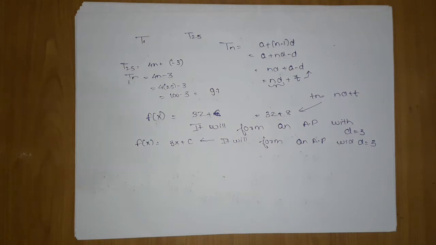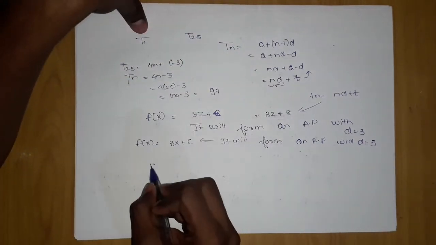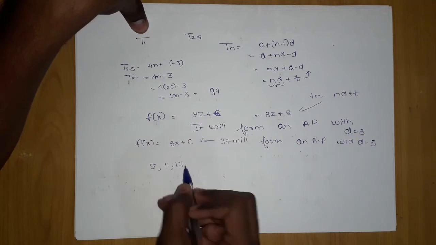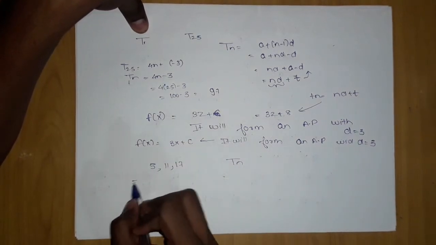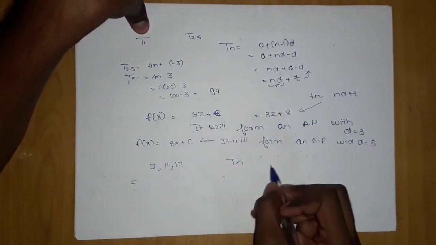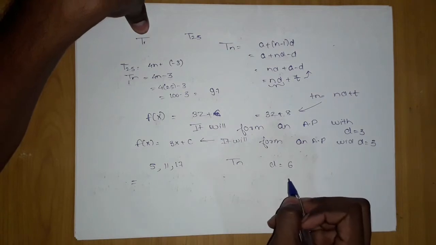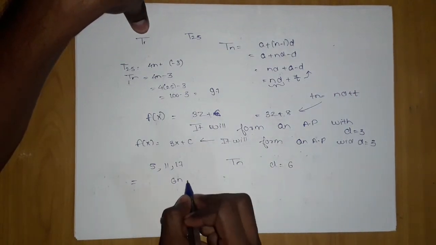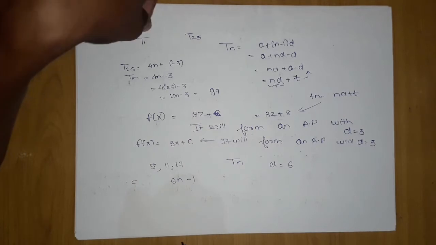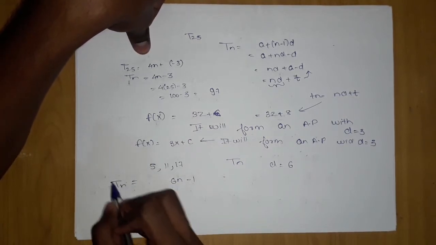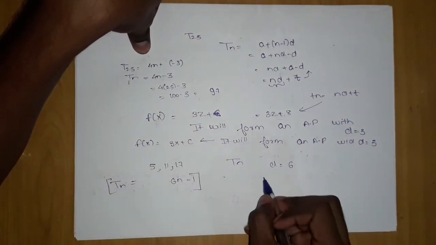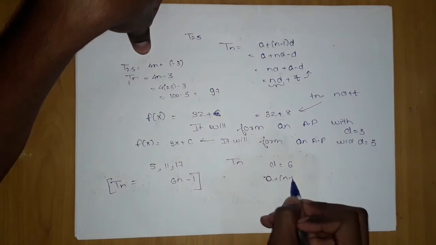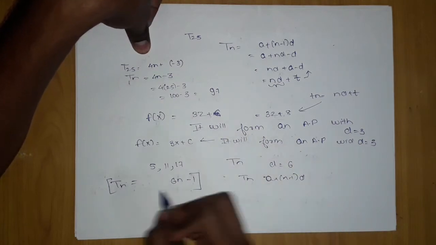Now further, let me take some more problems. The next problem is 5, 11, 17. Find tn, the general term. How will you find it? 11 minus 5, just calculate d, which is nothing but 6. You got 6 into n, then 5 minus 6, which is minus 1. Job is done so fast. The same thing, if you apply a plus n minus 1 d, it will consume your time, so try to use this.